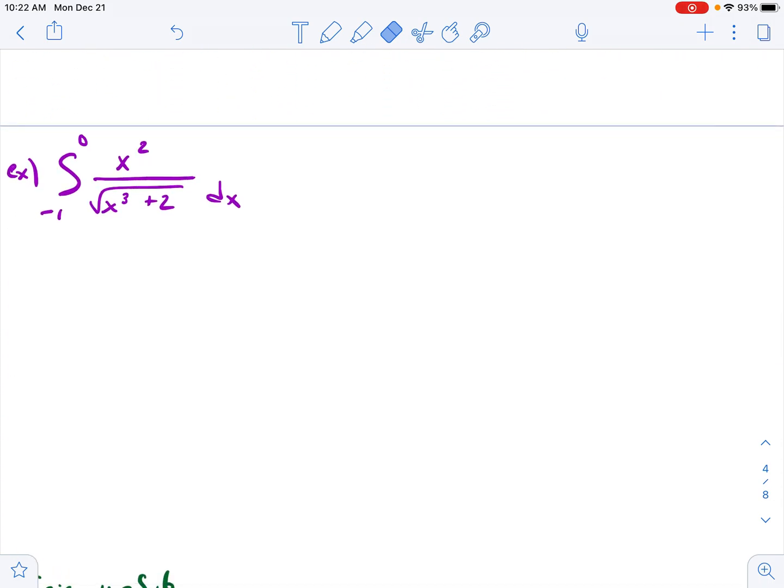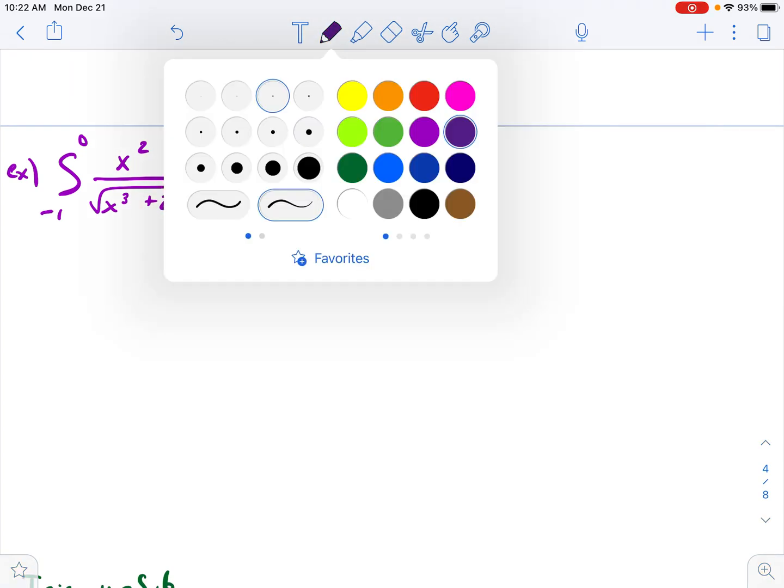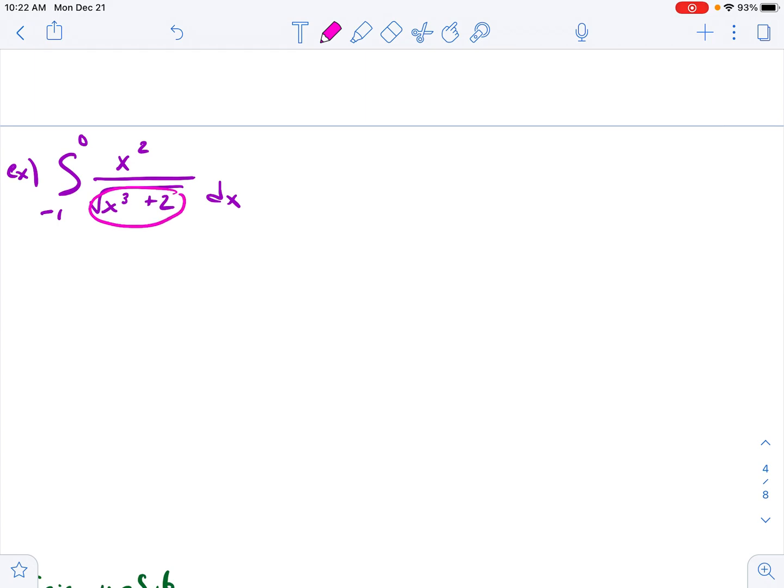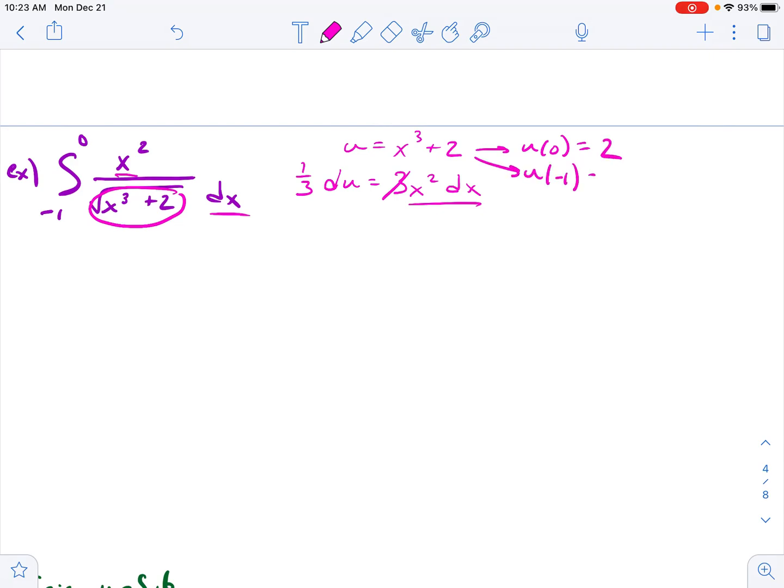Integral from -1 to 0 of x squared over the square root of x cubed plus 2. All right, and so again, we've got this inner quantity. I'll let u equal that. The derivative is going to be 3x squared dx. Well, I have an x squared dx, so I'll pick up 1/3 of that. And then for my bounds, if I plug 0 in for x, it looks like the upper bound is 2. If I plug -1 in for x, -1 cubed is -1, plus 2 is +1. So we still end up with some nice bounds, 1 to 2 here.